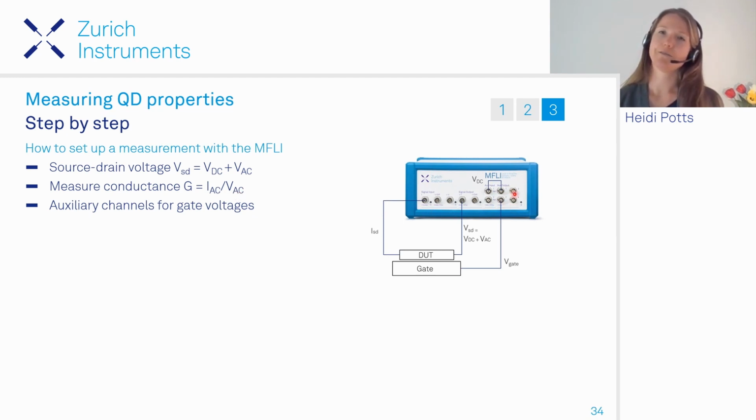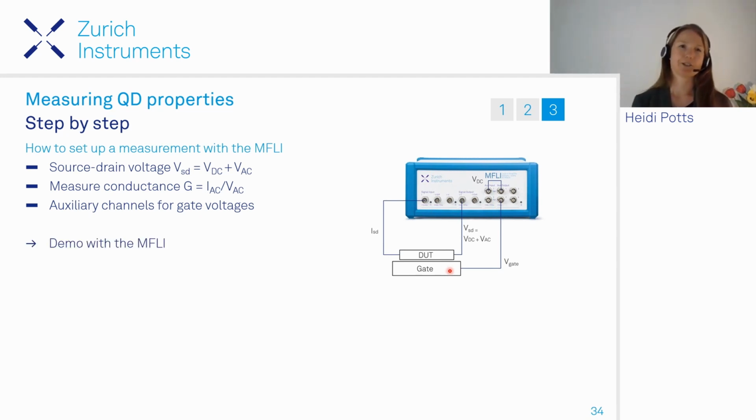Additionally, we have these 4 auxiliary channels here on the right that allow you to apply static or more static voltages, for example, the DC voltages that you would use to control the gate of the device.